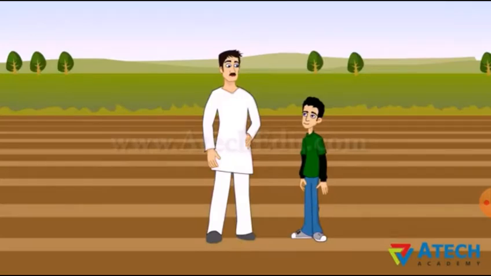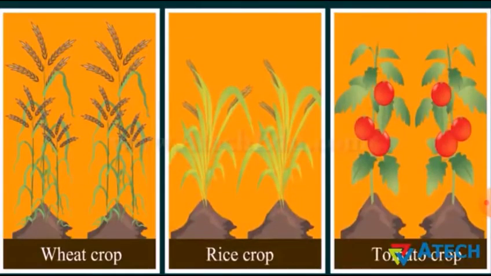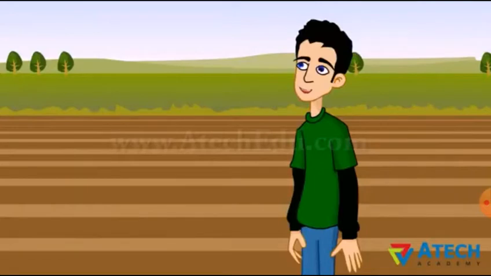Today, Ravi has come with his father to visit a nearby agricultural field. What is this, Dad? This is a crop. What do you mean by that? When plants of some kind are grown and cultivated at one place on a large scale, it is called crop. We can have wheat crop, rice crop, or tomato crop.